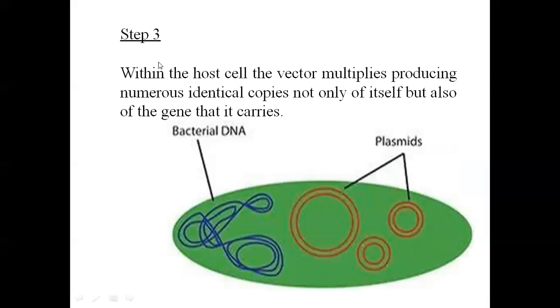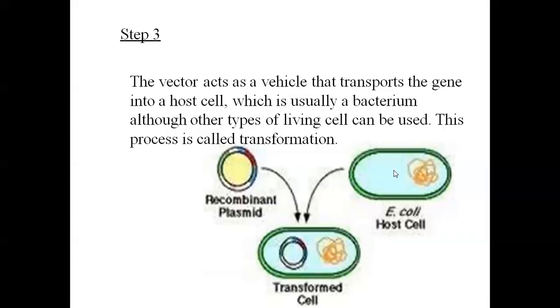In step 3, you can see within the host cell, the vector multiplies. Here is the plasmid, because in the previous slide during step 2, already via transformation, we have inserted it by heat shock or mechanical shock or using a reagent like PEG. Okay, so we can transfer the recombinant molecule into the host cell.